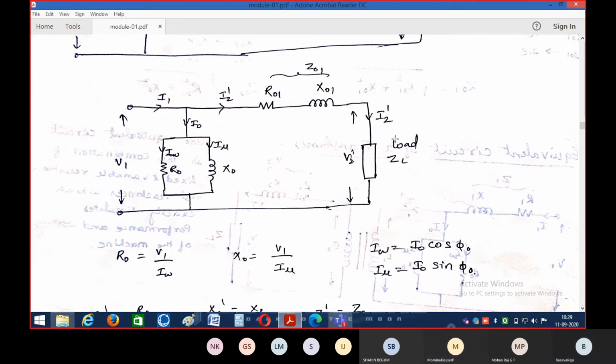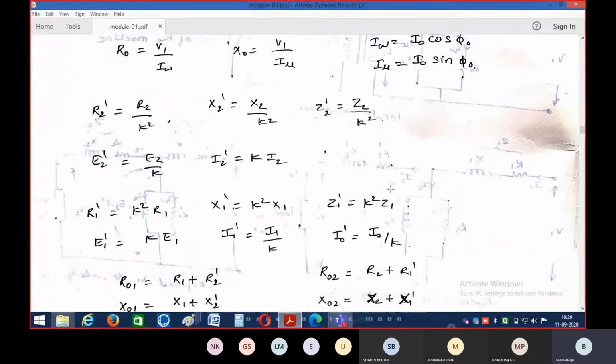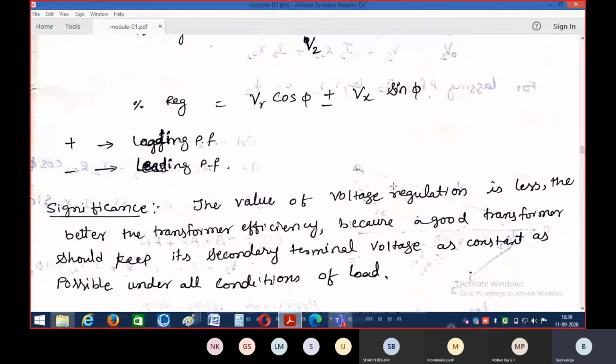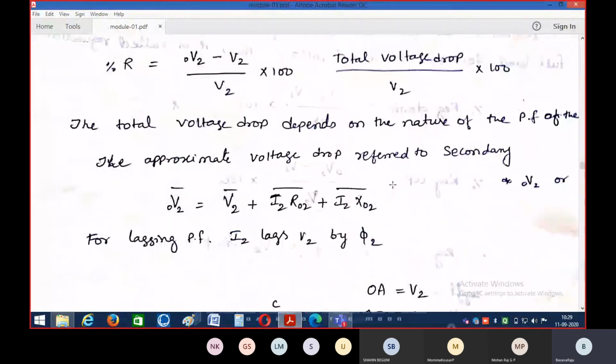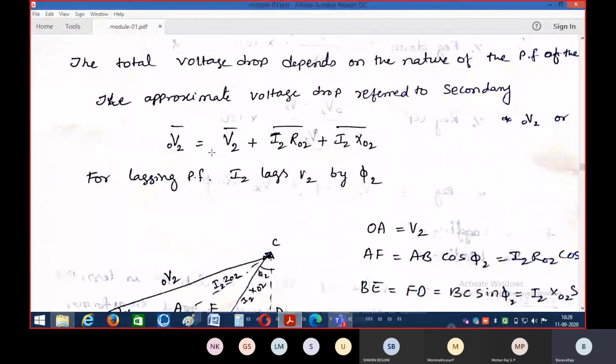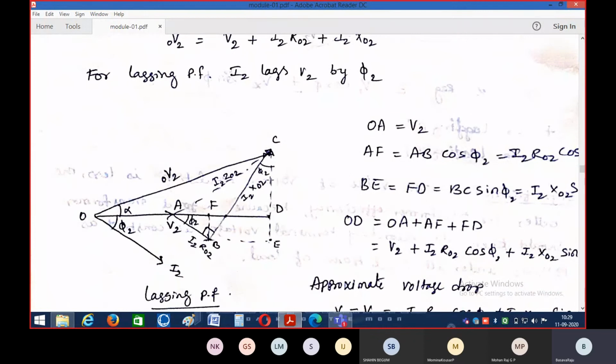Yes, sir. So in case there is no load, then whatever voltage we have is V2 naught. If there is a load, then the terminal voltage is called V2. So the difference between the no load and full load voltage is due to the voltage drop in the respective resistance as well as the reactance only, right? Yes. So that is what I have written here in terms of an equation. V2 naught is equal to V2 plus I2 R naught 2 plus I2 X naught 2: the drop due to the resistance and the drop due to the reactance. The same equation I have represented in terms of a vector diagram.